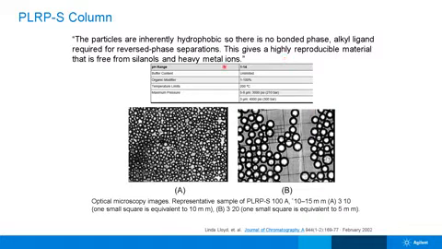So the particles in the PLRPS column are inherently hydrophobic, so there are no bonded phases. They typically get an alkyl ligand that's required for reverse phase separation. This gives a highly reproducible material, as can be seen in these optical microscopy images. These particles are also free from silanols and heavy metal ions.